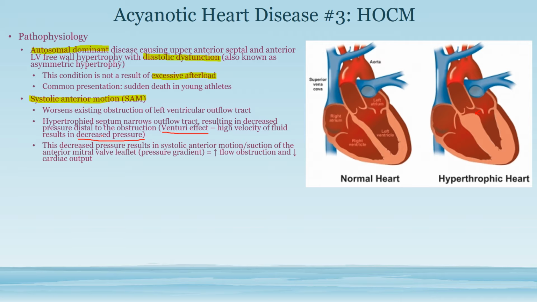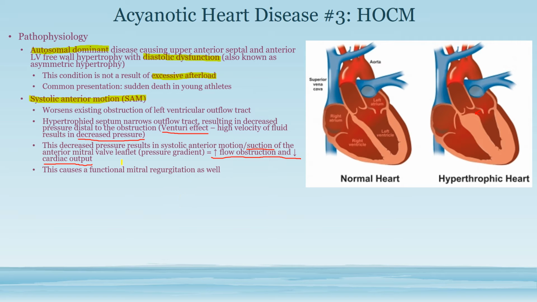So the hypertrophied septum narrows the outflow tract, resulting in decreased pressure distal to the obstruction. We just talked about that. The Venturi effect is when high velocity of fluid results in decreased pressure, so it's moving too quickly to exert a pressure. And this decreased pressure results in a systolic anterior motion, or suction, of the anterior mitral valve leaflet. So it's called suction of the mitral valve leaflet due to the pressure gradient, causing more flow obstruction and decreased cardiac output. This, in combination with the hypertrophied septum, can cause problems for patients who have this disease.